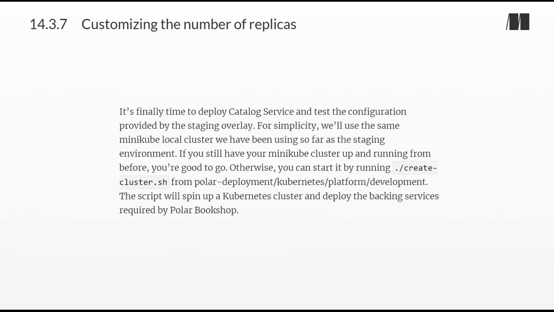It's finally time to deploy Catalog Service and test the configuration provided by the staging overlay. For simplicity, we'll use the same Minikube local cluster we have been using so far as the staging environment. If you still have your Minikube cluster up and running from before, you're good to go. Otherwise, you can start it by running ./create_cluster.sh from polar-deployment/kubernetes/platform/development. The script will spin up a Kubernetes cluster and deploy the backing services required by Polar Bookshop.